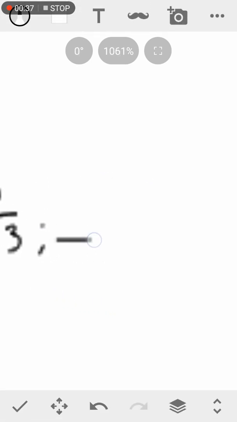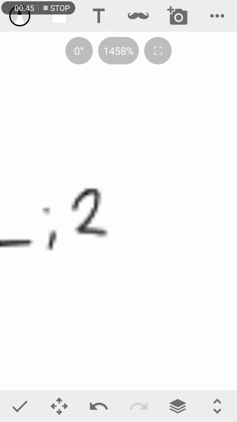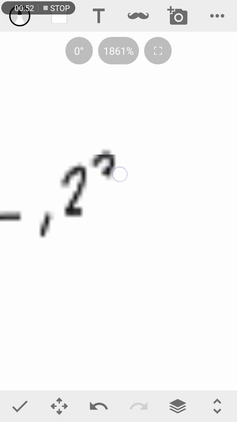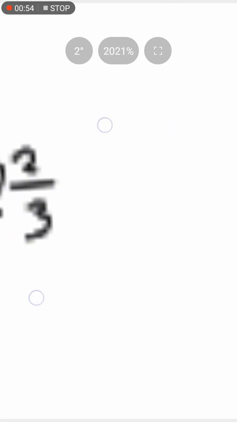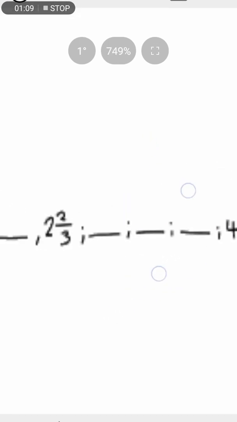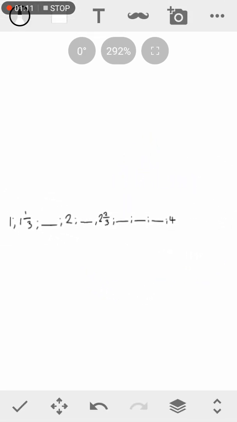Right, then we have an empty space. Then we have 2. We have an empty space. 2/3. Then we have one empty space. Another one. Another one. Okay, so this is the question.